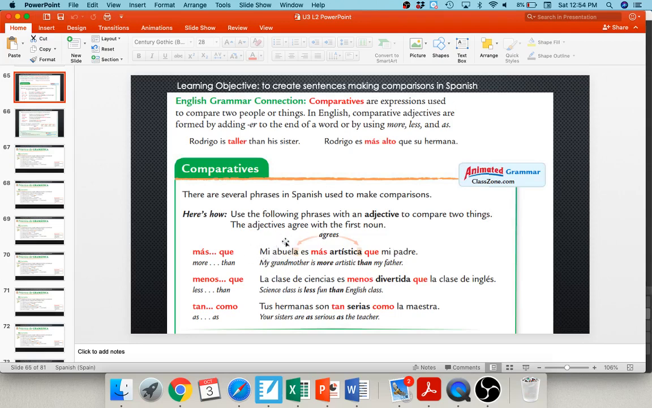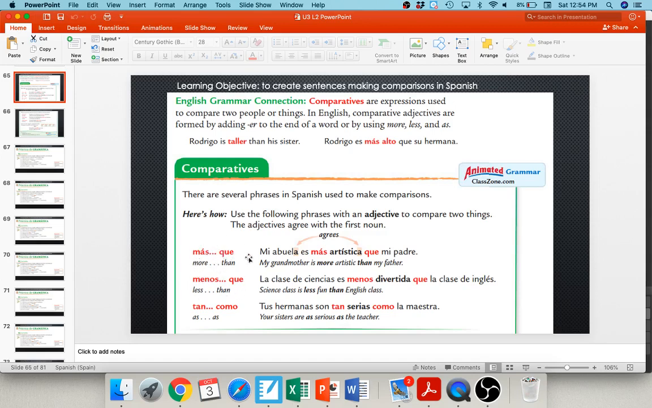So mi abuela es más artística que mi padre. Up here, Rodrigo es más alto que su hermano. Literally, Rodrigo is more tall than your sister. Again, there's no "so." Rodrigo is more tall than. That's a little weird for us, being speakers of English, right? Down here, so más que was more than, and there's usually an adjective in the middle, más blank que.